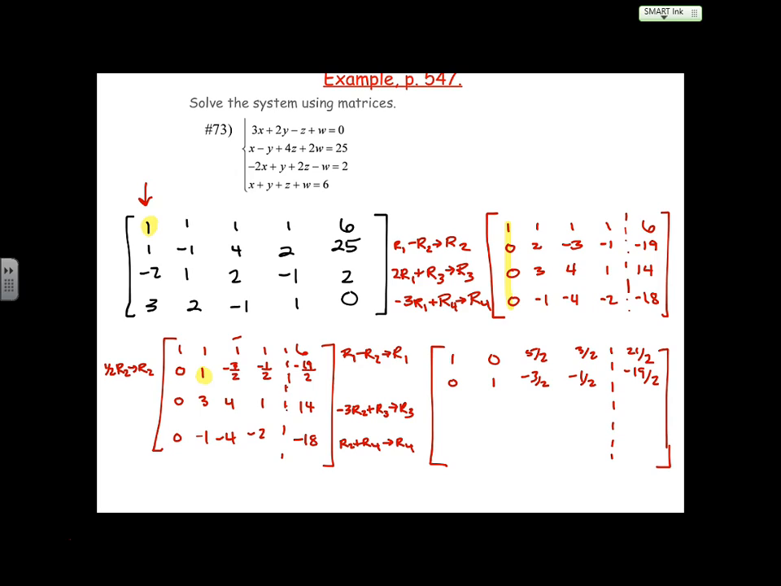Think of all the ones as 2 halves. It makes lives easier. 2 halves plus 3 halves. 2 halves plus 1 half. 12 halves plus 19 halves.